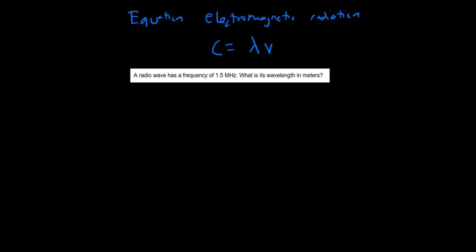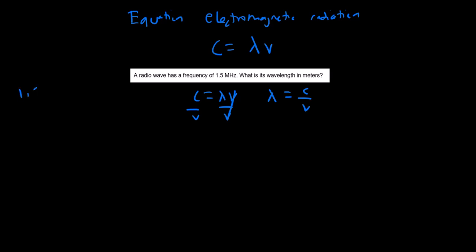So now we're going to do a practice problem using this formula. We're asked to find the wavelength, and we're given the frequency. So we're going to write out this equation. We want to find the wavelength, so we're going to get the wavelength by itself. So we get the wavelength equals the speed of light over the frequency. Now the problem here is that this is in megahertz, and we want to convert it to hertz. So we're going to do a conversion here.